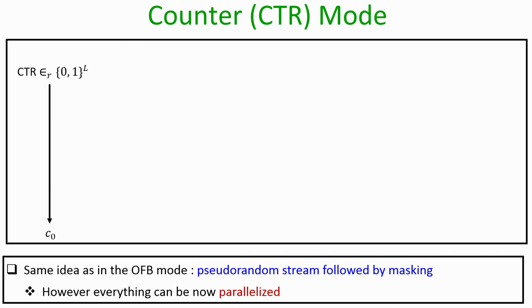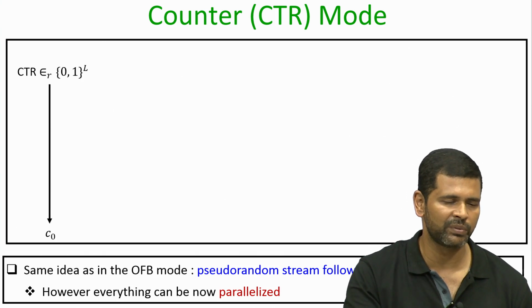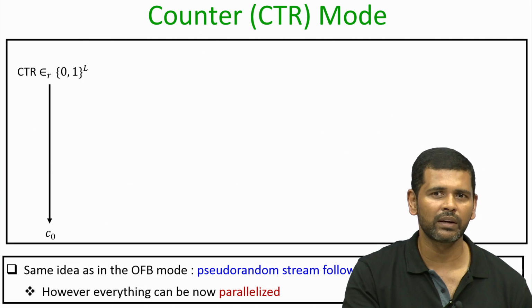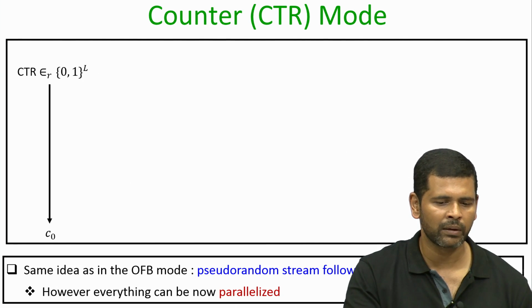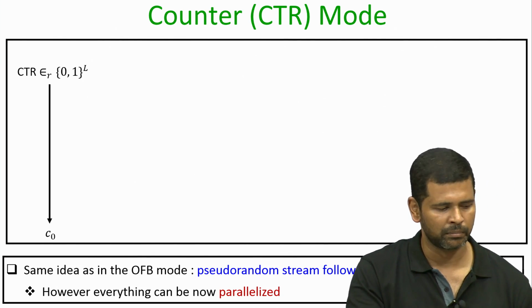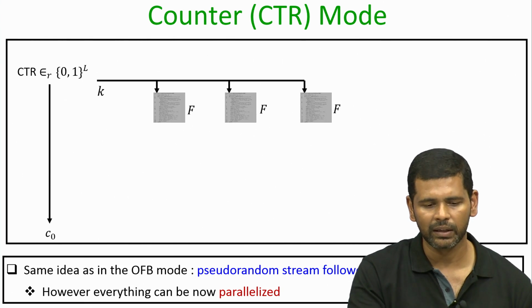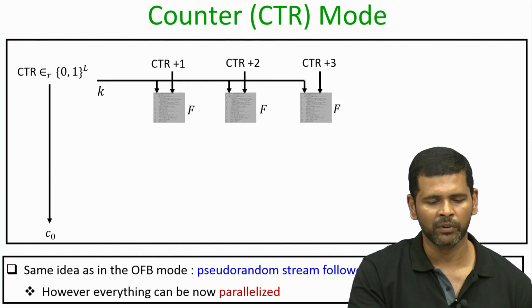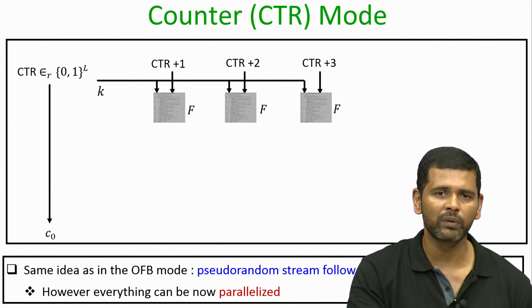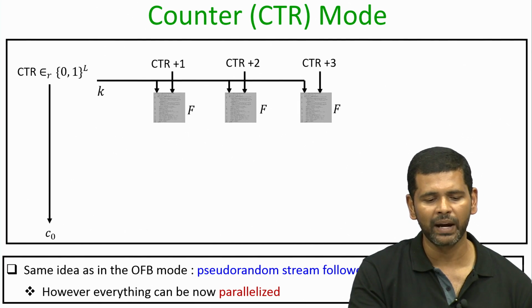So, here is how this counter mode of operation is executed. As in the OFP mode we start with a random IV which we call the counter, and the counter is selected randomly from the domain of the block length of your underlying function. So, it is a uniformly random bit string of length big L, and it will also be a part of the ciphertext. Then we generate the pseudo random stream of pad, but unlike the OFP mode we do not do any chaining here.